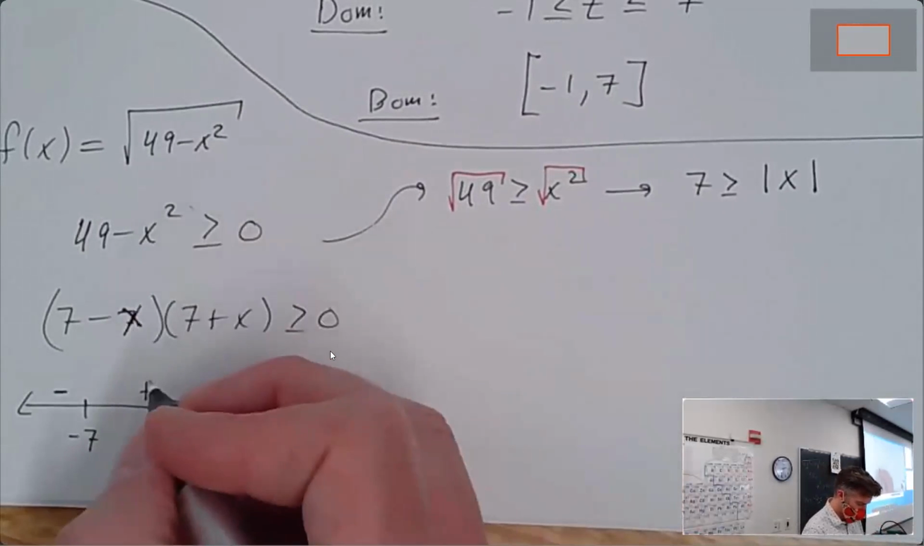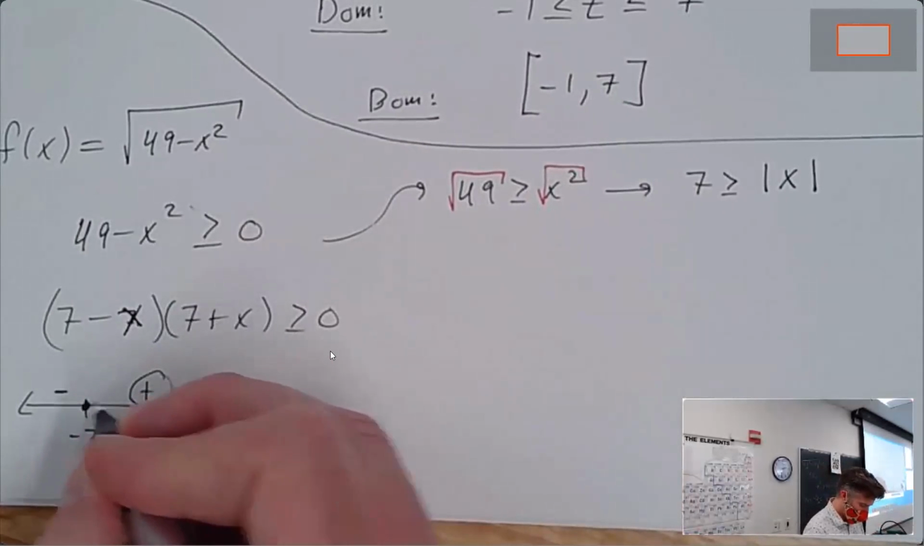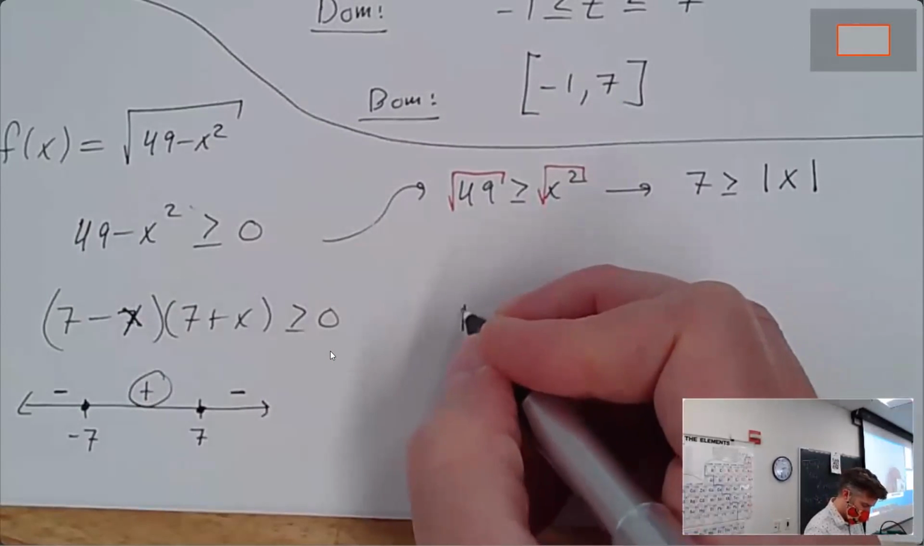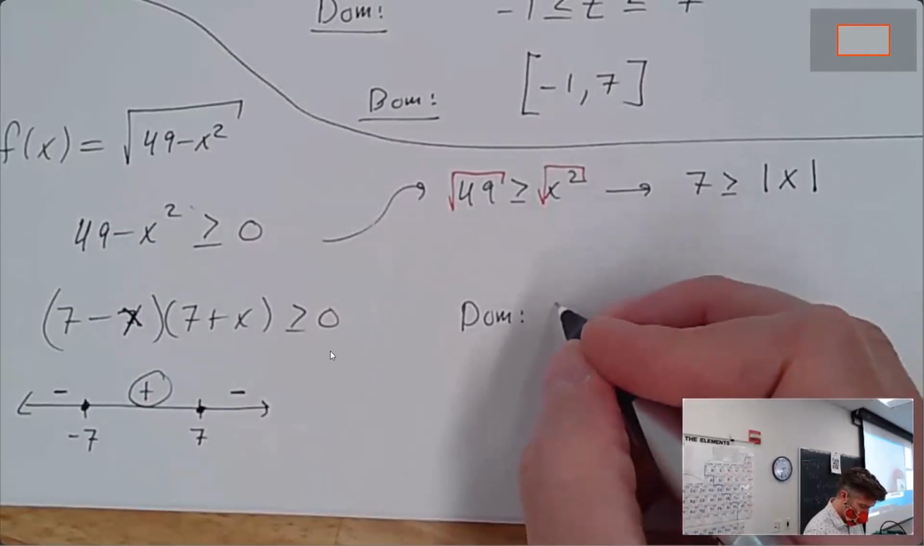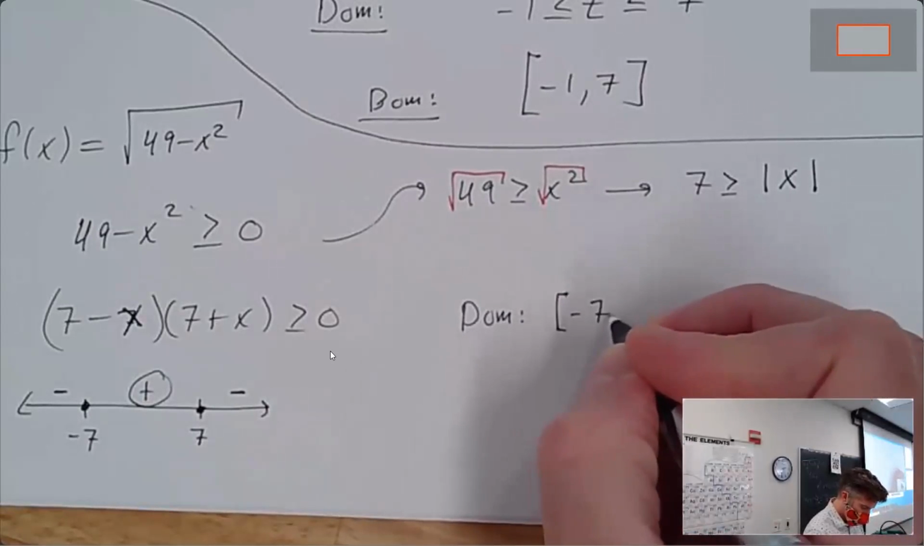Since we want to be greater than or equal to 0, we want this, and we want the endpoints. So our domain here would be -7 to 7.